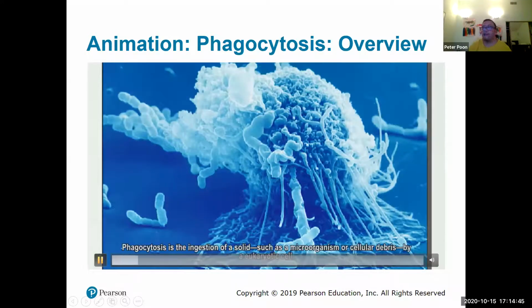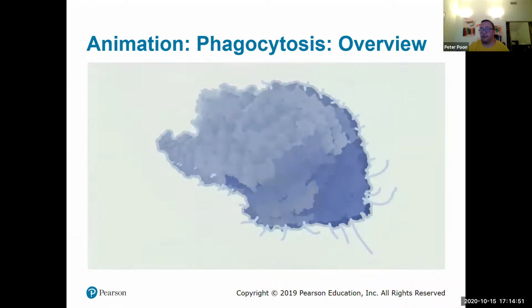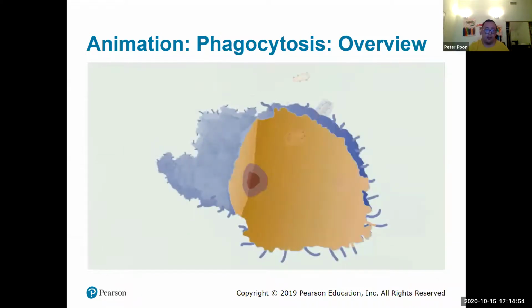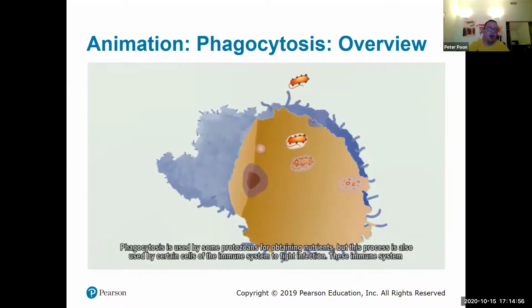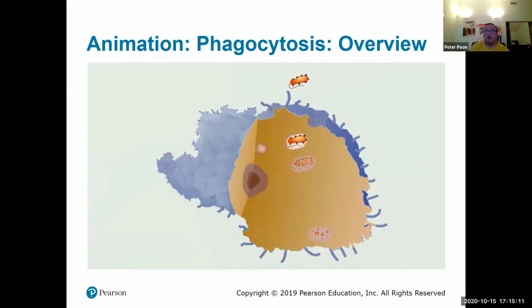Phagocytosis is the ingestion of a solid, such as a microorganism or cellular debris, by a eukaryotic cell. Phagocytosis is used by some protozoans for obtaining nutrients, but this process is also used by certain cells of the immune system to fight infection. These immune system cells include macrophages and neutrophils and are collectively called phagocytes.